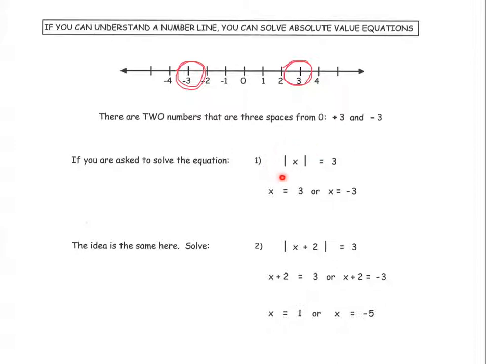Then when you see an absolute value equation, this number is the number of spaces from 0, and your answer is always that number or the opposite of that number. 3 spaces: +3 or -3.